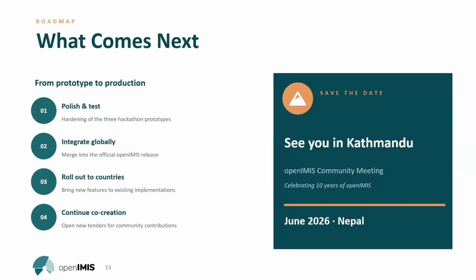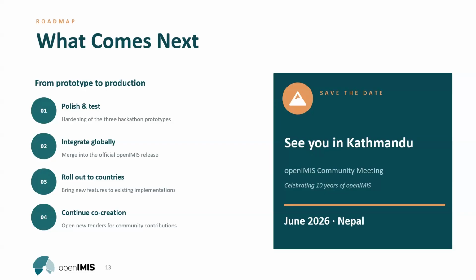And for that, basically, we need to polish and test them to make sure those prototypes are actually finished and serve the desired objective. They are integrated globally because we need to integrate those into the openIMIS master version that is released 2 times per year. We will mention the April release at the end of the month to be rolled out in countries. So those countries which are actually interested in those modules to be integrated and used in real implementation, and of course to continue co-creation. So we look forward to new tenders, new opportunities for community contribution.